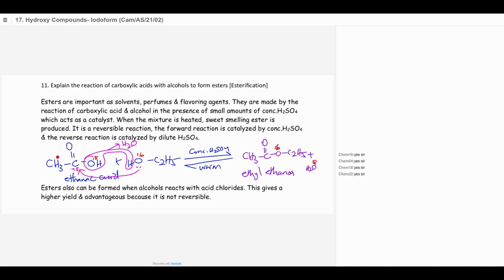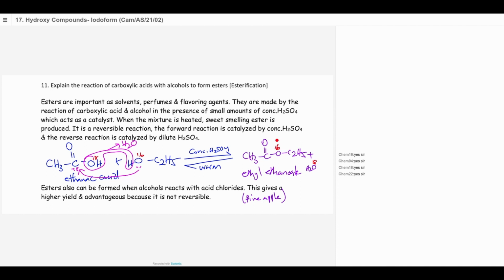So you can likewise react any carboxylic acid with any alcohol to form these esters. Now, esters are sweet-smelling substances. They have a nice, sweet, fruity smell. They are usually used as flavoring agents, or in the manufacture of perfumes. This specific ester, ethyl ethanoate, has a pineapple flavor. Pineapple flavor, right? So likewise, different types of flavors can be made using different alcohols and different carboxylic acids, right? And they are very important in the manufacturing of perfumes and flavors.